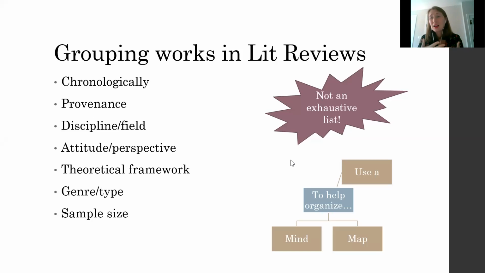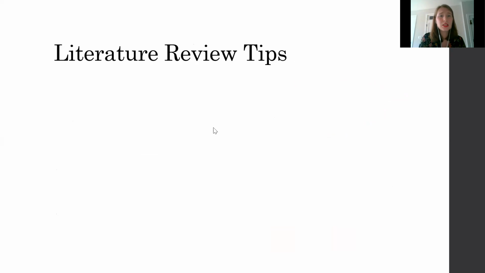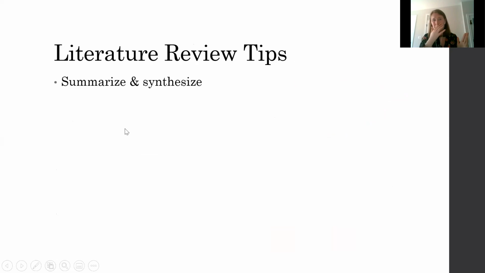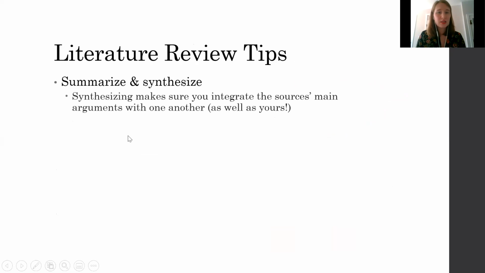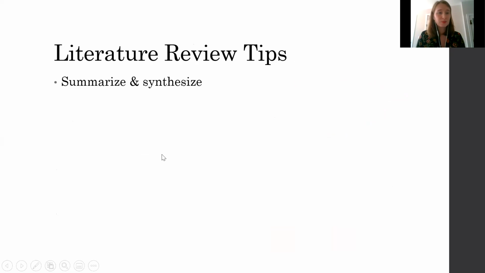So it can help to do a little bit of pre-writing activity once you've done some research. If you're having trouble coming up with the categories or a way to organize everyone, it can help to do some of this. All right, so some tips for writing your literature reviews. Again, you want to think about not just summarizing, but also synthesizing, so making sure that you're integrating and connecting the sources. Connect them with one another as well as your own ideas.